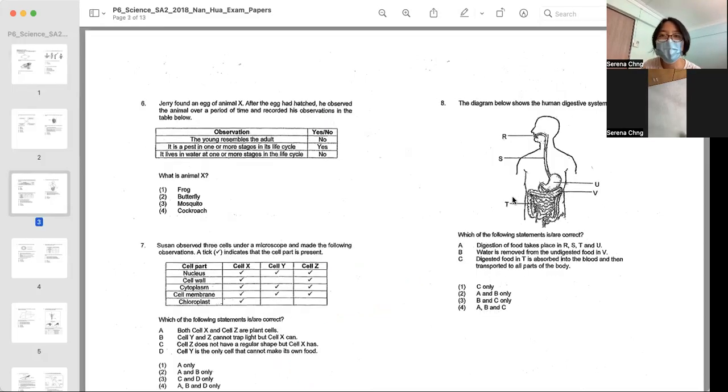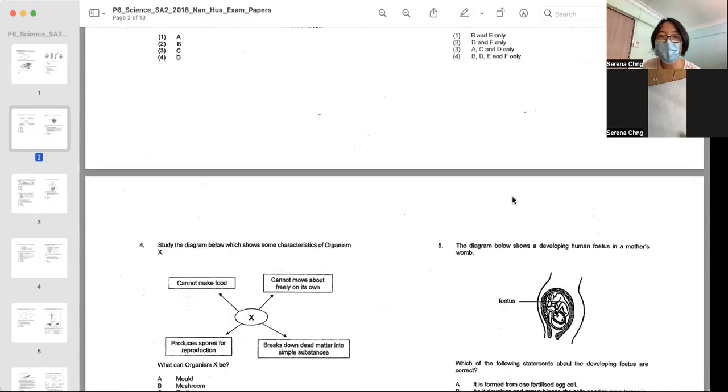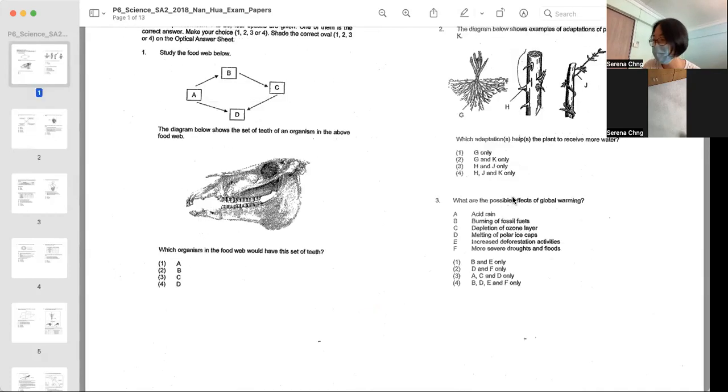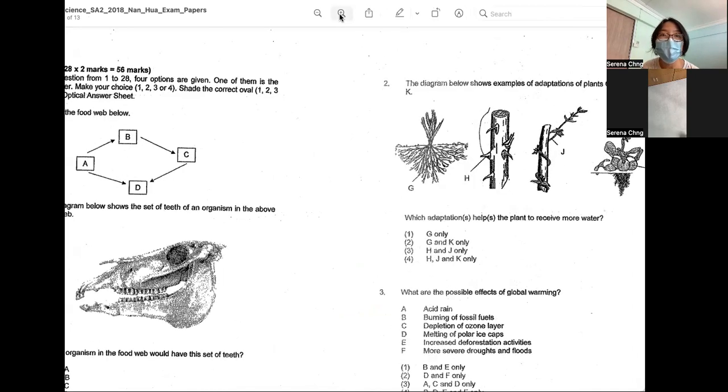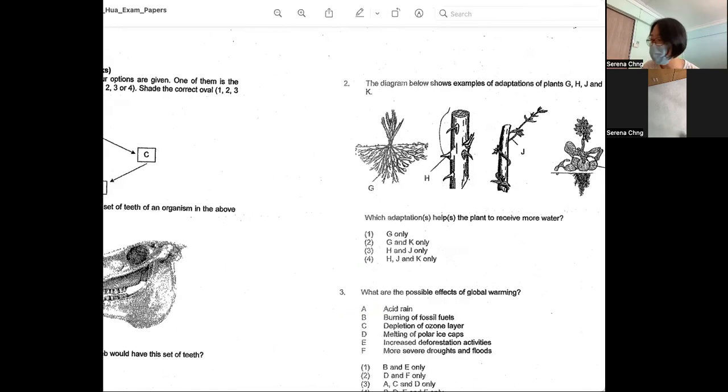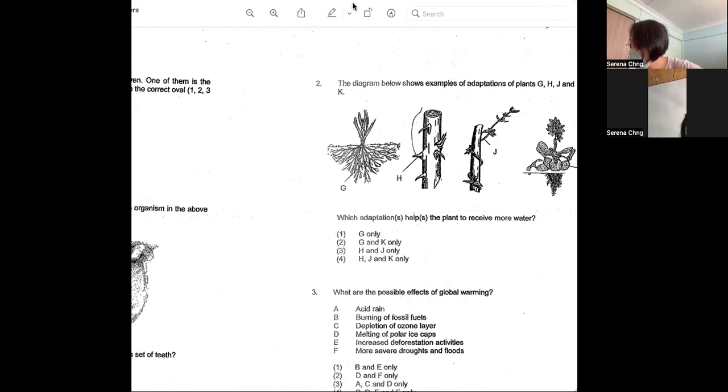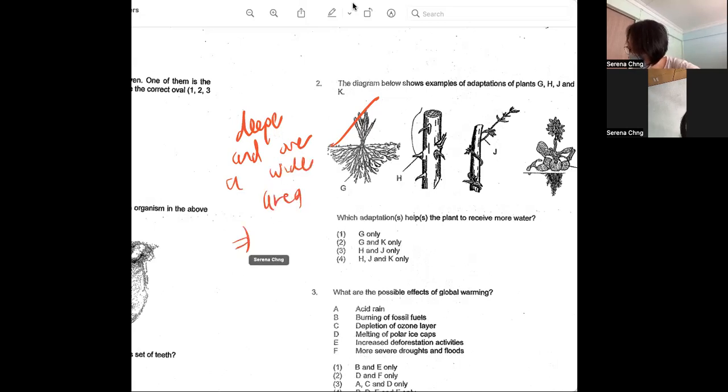Now we look at question 2. Which one is for adaptation of receiving more water? So now we look at it. Picture number 1 is for receiving more water because the roots are deeper and over a wider area, so it increases the area in contact with the soil, which contains the water.